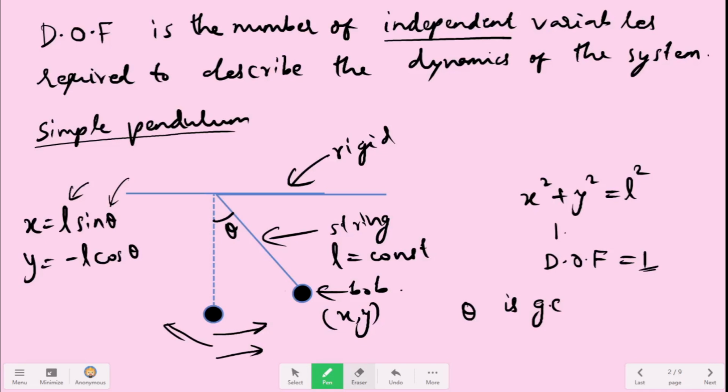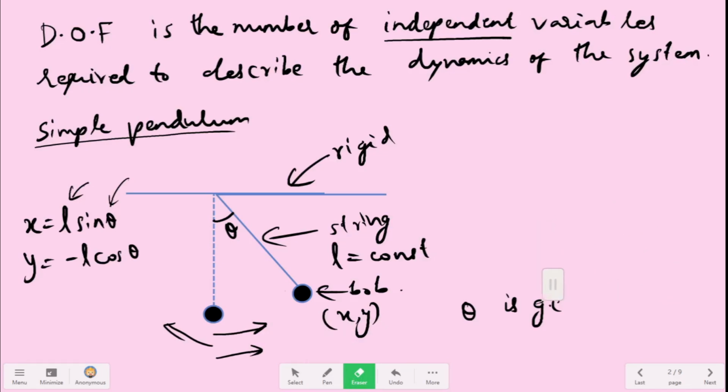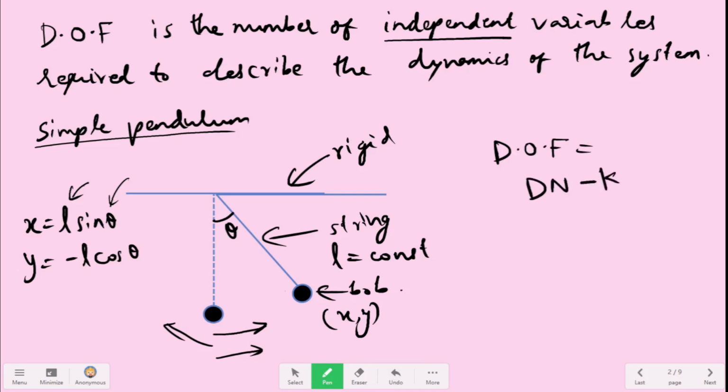Now there is a general formula for finding the degree of freedom, which is degree of freedom is equal to dn minus k. Here d is the dimension, n is the number of particles, k is the number of constraints.